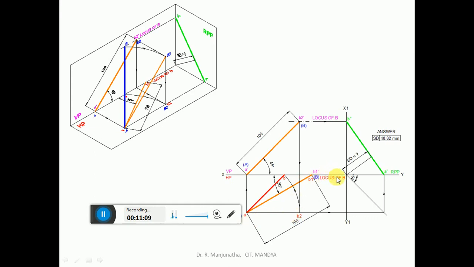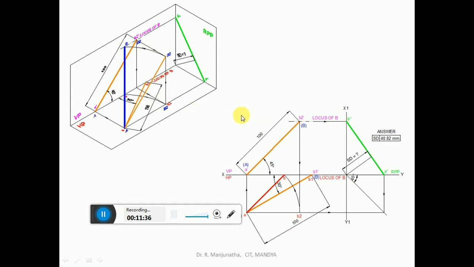But we need the locus of B, and B is on HP. So with A as center, take the radius of AB2, draw an arc so that B will be on the XY line, cutting the locus on the XY line. Mark that point and then join AB with a dark line. So this is the first step. That is what we have done here. We have considered this line and rotated it so that you get this locus. So this is how we have done this first part.